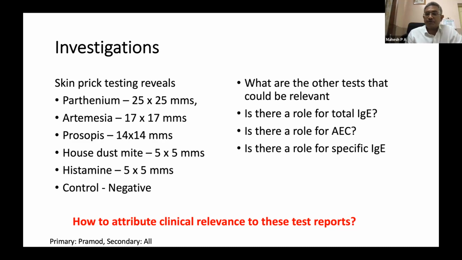And what other tests could be relevant? Is there a role for total IgE? Is there a role for AEC? Is there a role for specific IgE? And how do we attribute clinical relevance to these test reports?